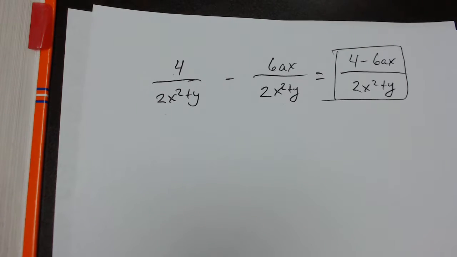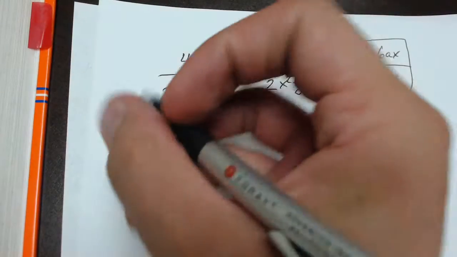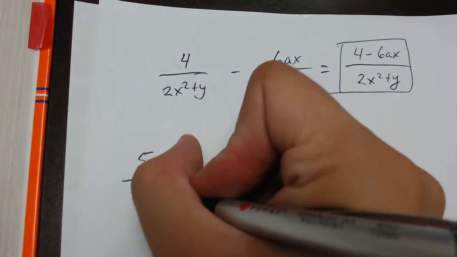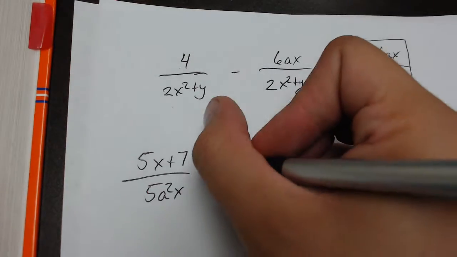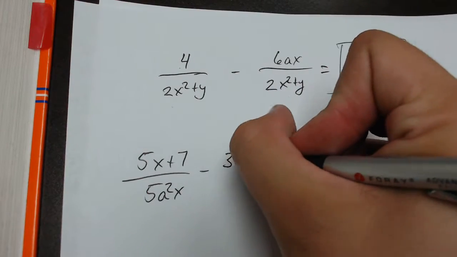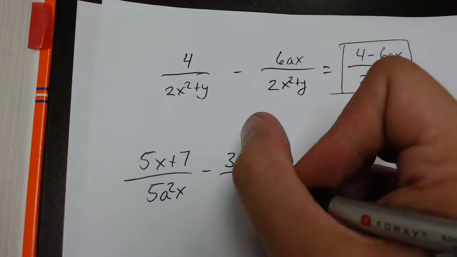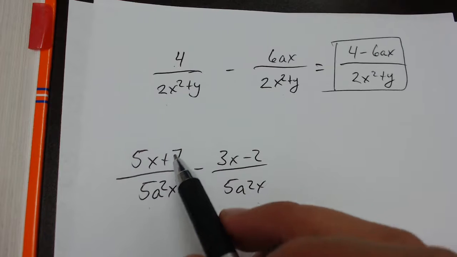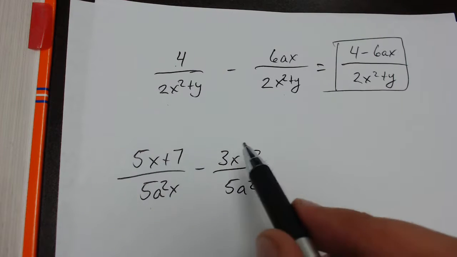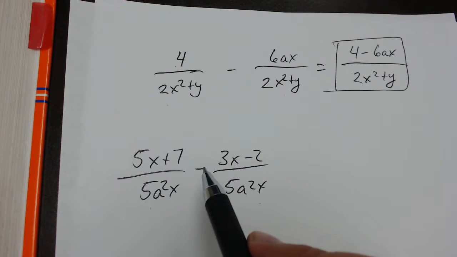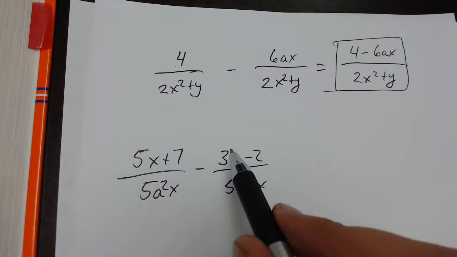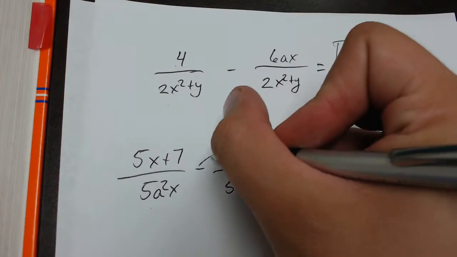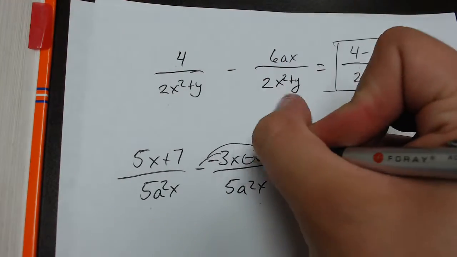I'll go ahead and do another example, but this example will have like terms. So let's say we have to add 5x plus 7 over 5a squared x, and then we're subtracting 3x minus 2 over 5a squared x. So again, we have the same denominator, and then we've actually now got polynomials in the numerators. And so we have to be careful, because with polynomials, if there's a negative here, we have to distribute this negative to each term in the second polynomial. So we'll distribute this negative, and that becomes negative 3, and that becomes plus 2.